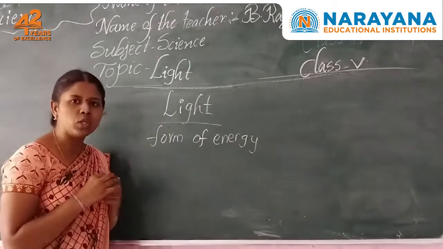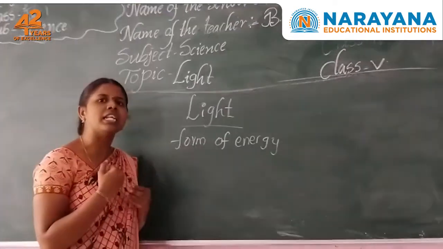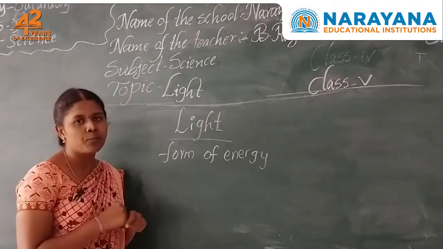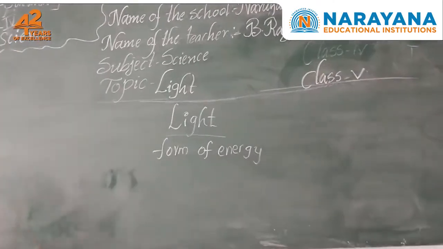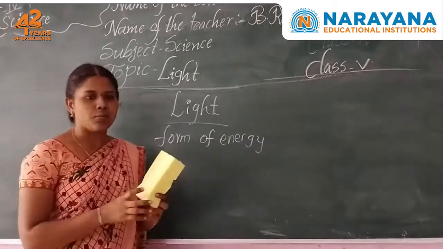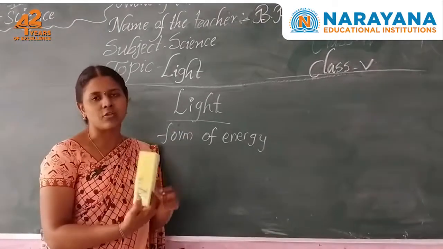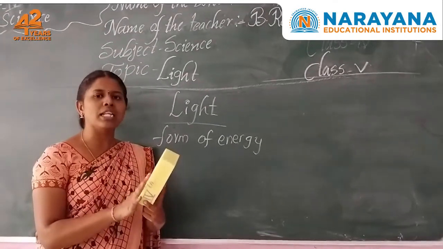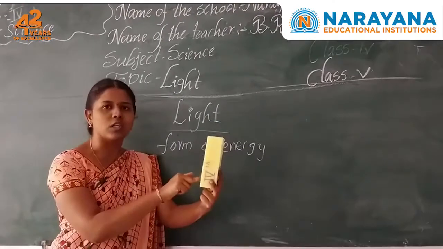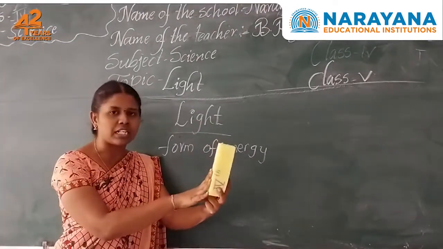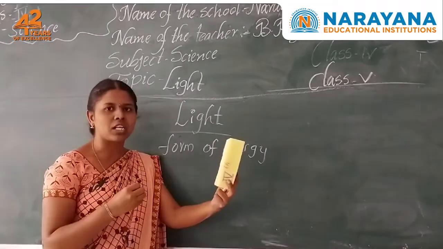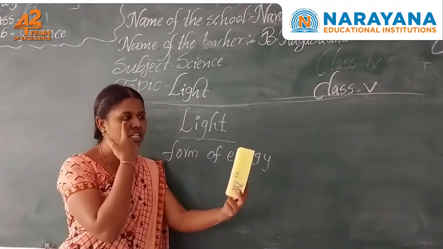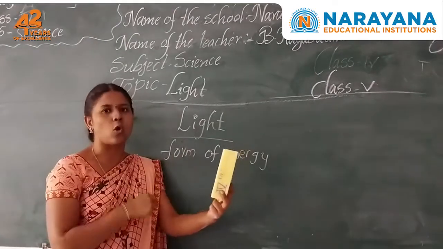Next, how are we able to see the objects? We are saying that light is used to see the objects present around us. But how are we able to see the objects through light? For example, we take a duster. How are we able to see the duster in front of you? We are getting light in our surroundings. When the light from our surroundings falls on this object, this light reflects back to our surroundings and that reflected light reaches our eyes. When the reflected light reaches our eyes, we are able to see this object.